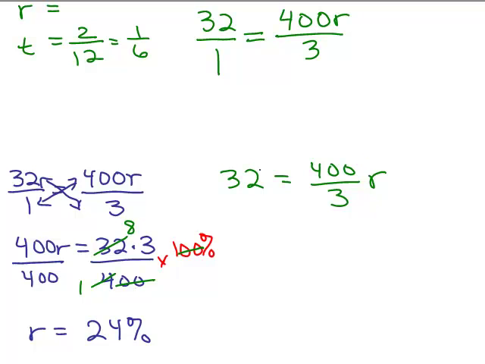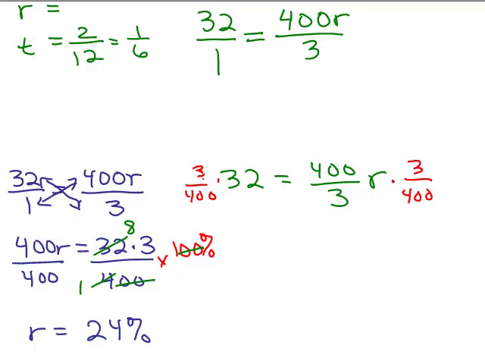Okay, other method. So you have 32 equals 400 thirds r. Remember another way to solve an equation when the coefficient of r is a fraction? You multiply both sides by the reciprocal. So that's the other way you could have done this. You can multiply both sides by 3 over 400. And you might notice that looks exactly like this other one.